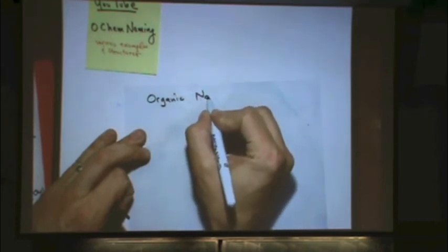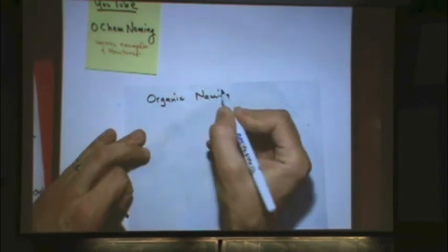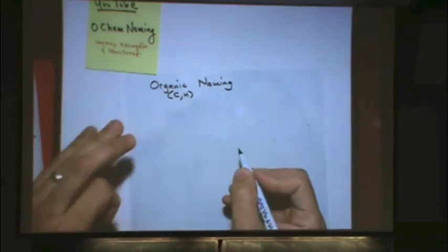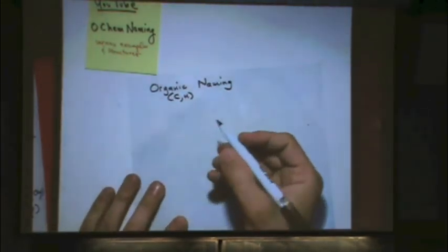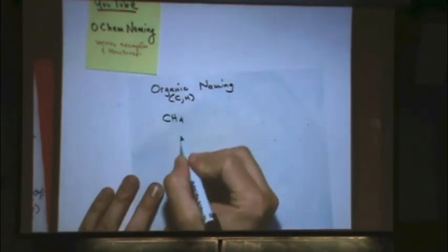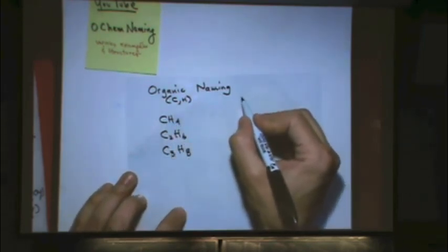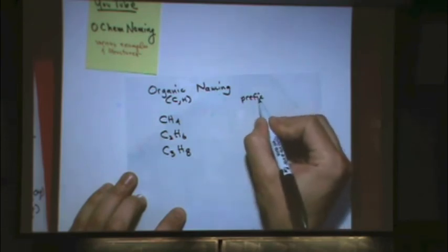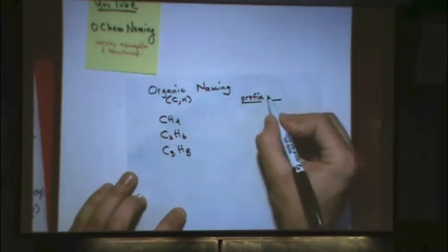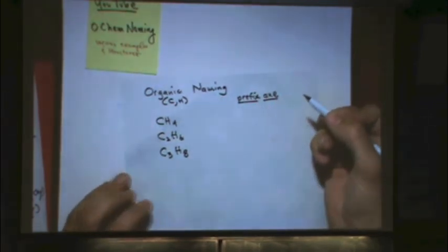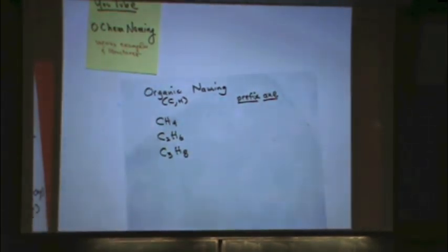So this is organic nomenclature, or naming. Organic generally is agreed upon to mean carbons and hydrogens. It could be more. So, for example, let me write down a couple compounds here. Okay? All you're going to do is put the prefix followed by the suffix A and E. And the prefix is what designates the number of carbons. Don't worry about the number of hydrogens, we care about the number of carbons.